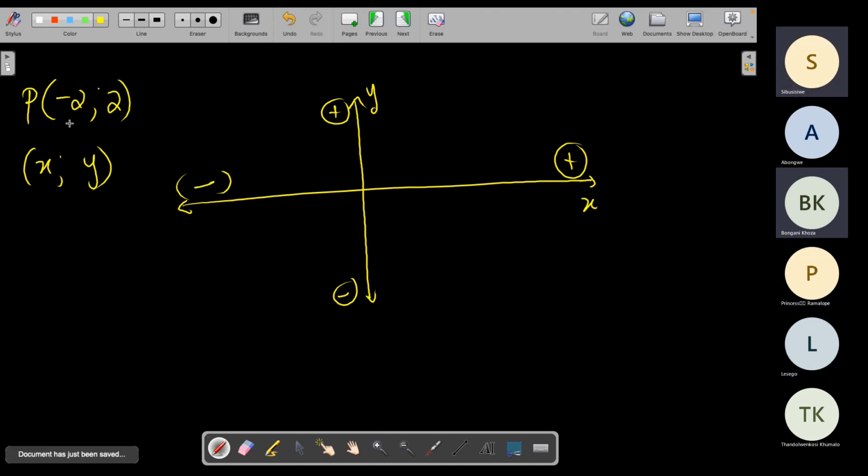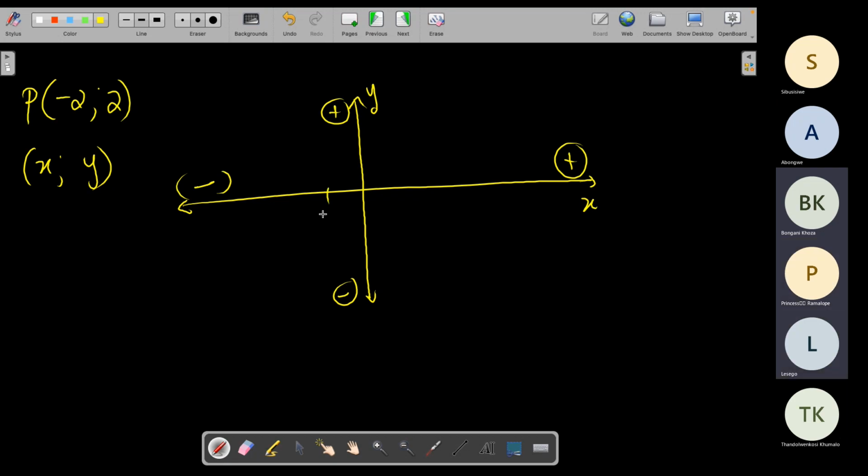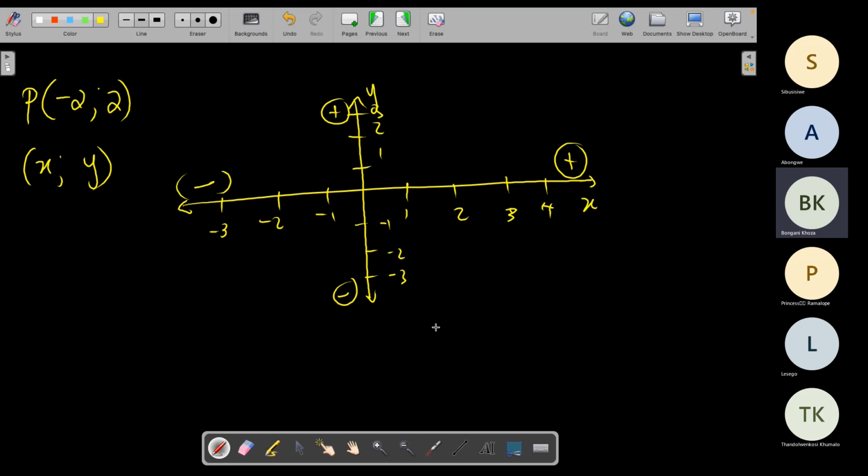So if we were supposed to plot this, P is (-2; 2), we'd go like, okay, x is negative, I'm expecting it this side. So this would be -1, -2, -3, and so on. This would be 1, 2, 3, 4, and so on. This would be 1, 2, and 3 upwards, and 1, -1, -2, -3 downwards.